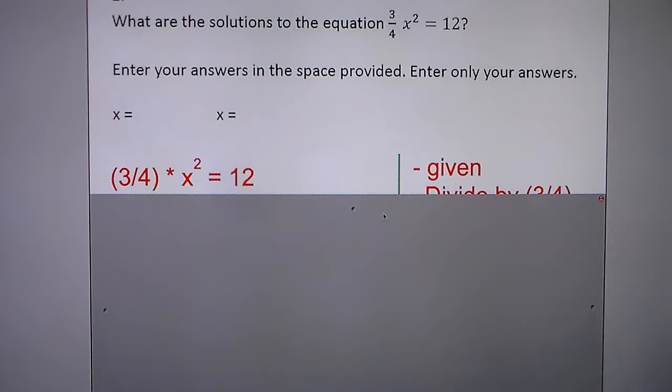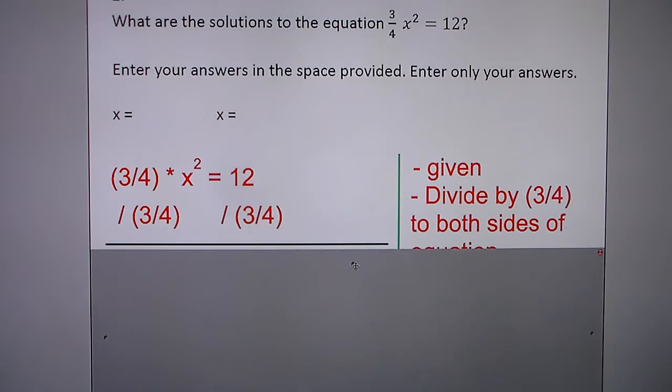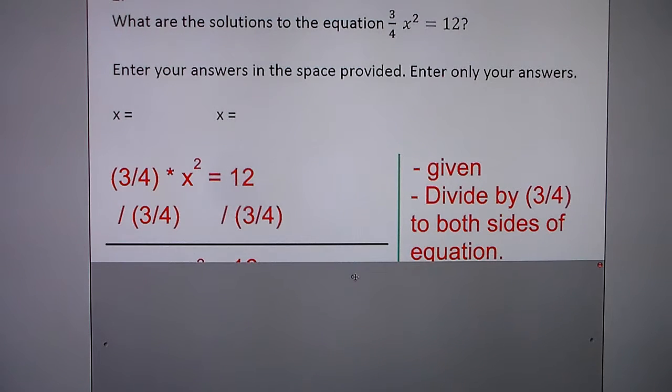That's our given. Next, you're going to divide by 3/4 on both sides of the equation, as you see right here. The reason why we divide by 3/4 is because we have a times 3/4. We want to move that times 3/4 to the other side, so we use our inverse operations. The opposite of times 3/4 is divide by 3/4. So these two are going to cancel each other out, and we only have x squared on the left-hand side.